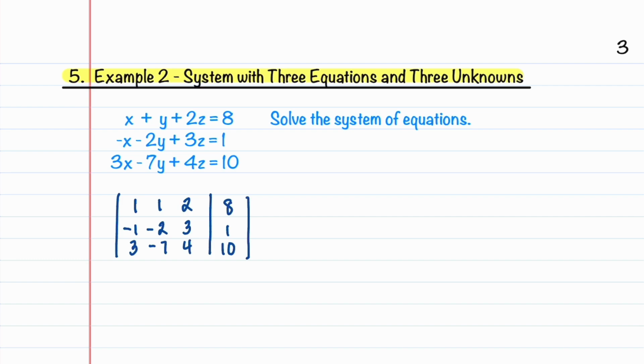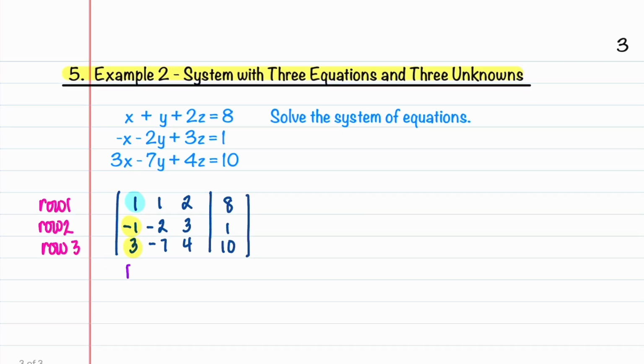Now we're going to start using row operations to write this matrix in row echelon form. We want to get these two entries to be equal to 0, and we're going to use this entry to do that. Let's remember that this is row 1, this is row 2, and this is row 3. I'm first going to get the -1 that's highlighted in yellow equal to a 0. So I'm going to use row 1 to do that. I'm going to say row 2 goes to row 2 plus row 1, because if we add 1 and -1, we get 0.